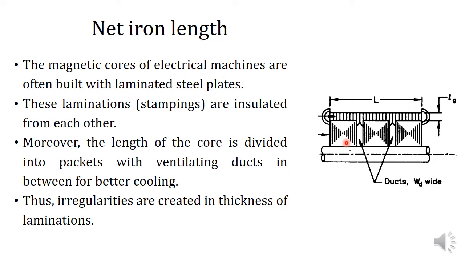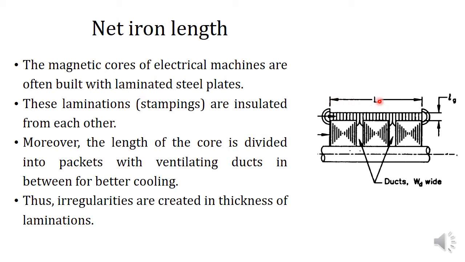Moreover, the length of the core is divided into packets as shown in figure. This is one packet, this is second packet, and this is the third packet. In between there will be radial ventilating ducts for better cooling. Thus irregularities are created in thickness of laminations. So it is very important to calculate the net iron length.